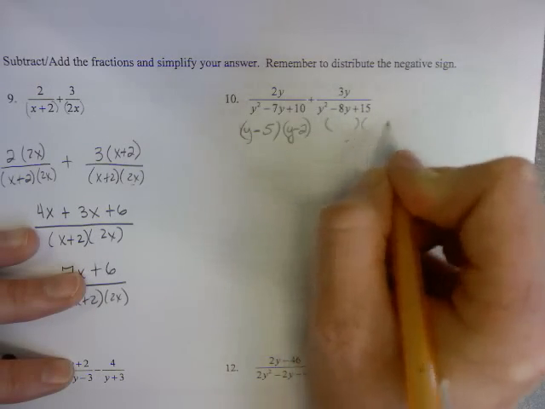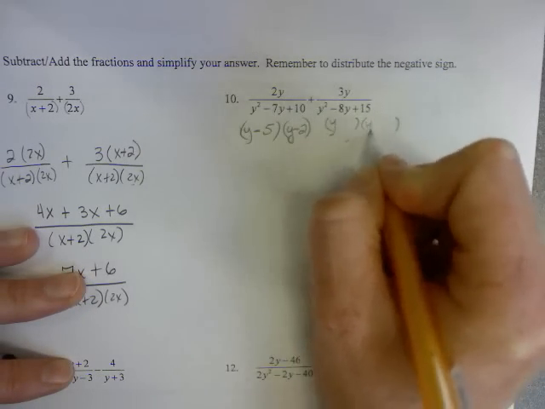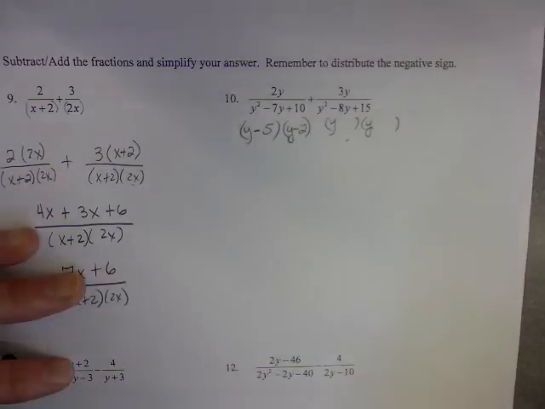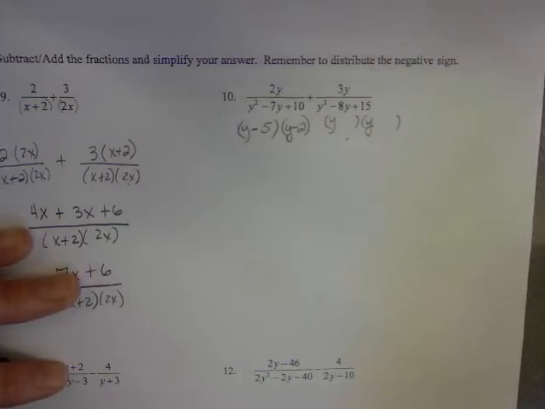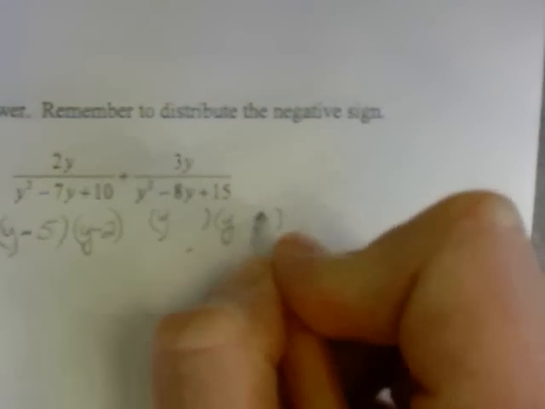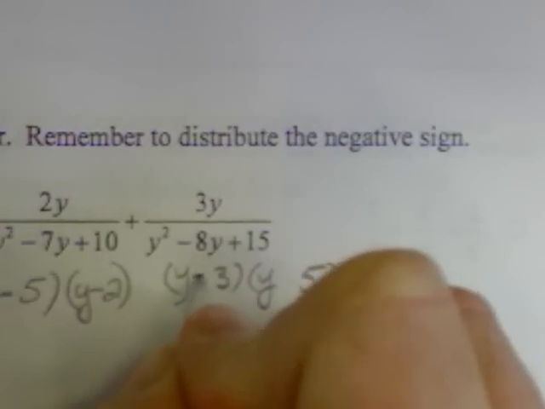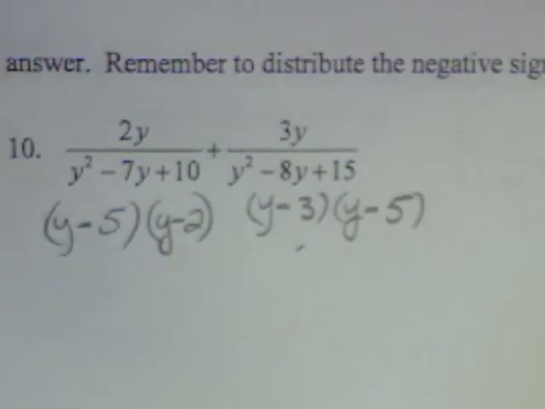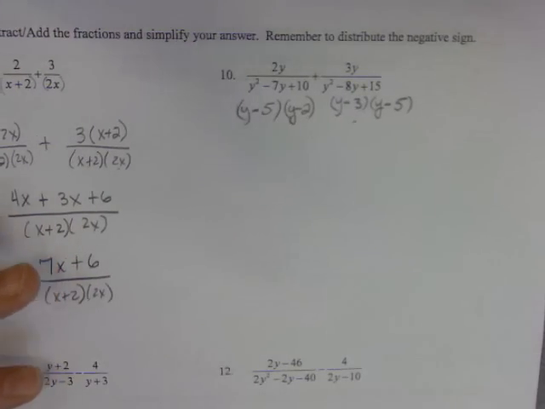And then we need to factor this denominator. We need two factors of 15 that add to negative 8. So in this case we're going to need 5 and 3, but again they're both going to have to be negative because they multiply to a positive and add to a negative 8.